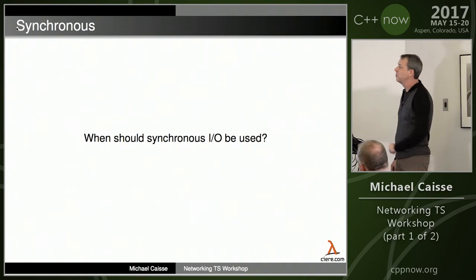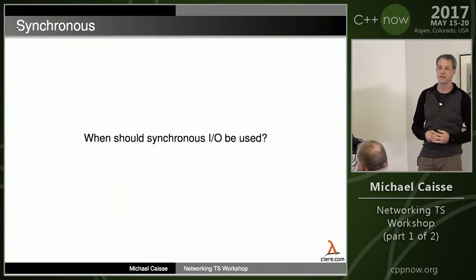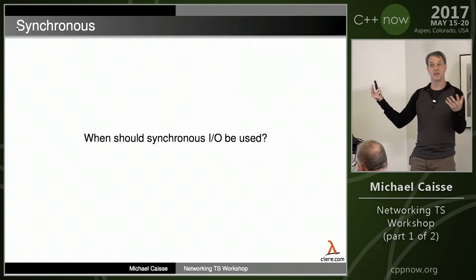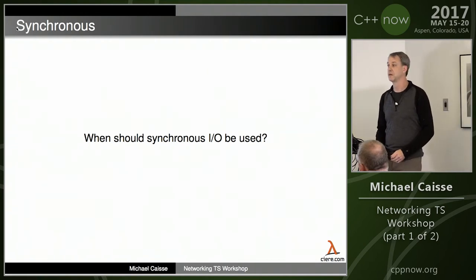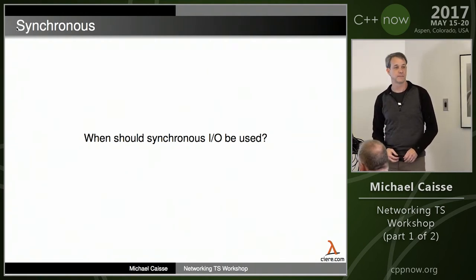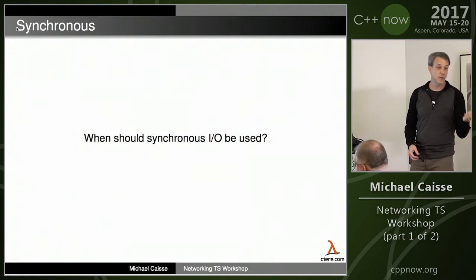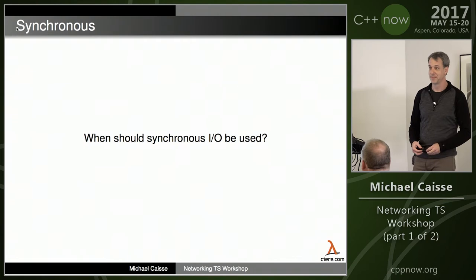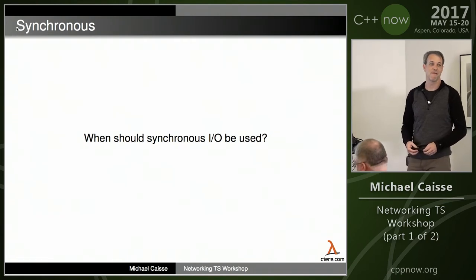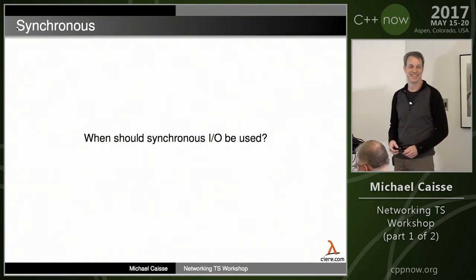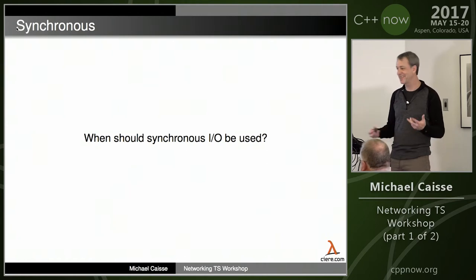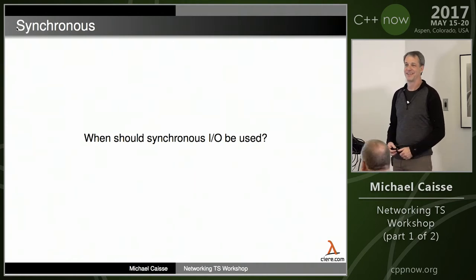So when should synchronous I/O be used? Or think about it this way, when is it used? When have you seen it used? When the consumer is slower than the producer. Okay, the consumer is slower than the producer. Absolutely, because then you don't know. Everything's instantaneous, right? I asked for it, it's here. Any other times?